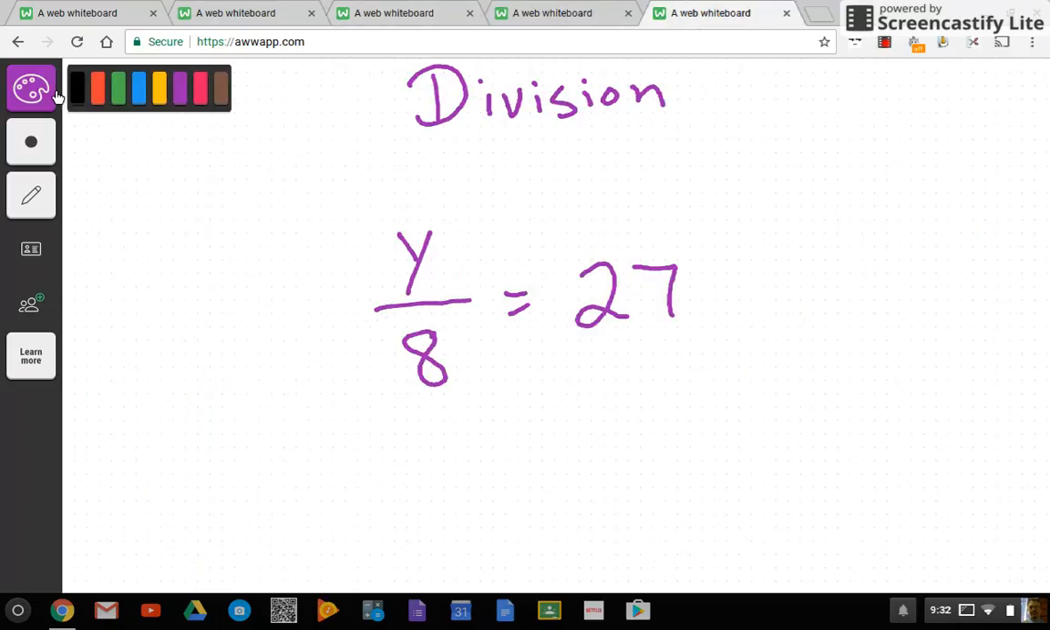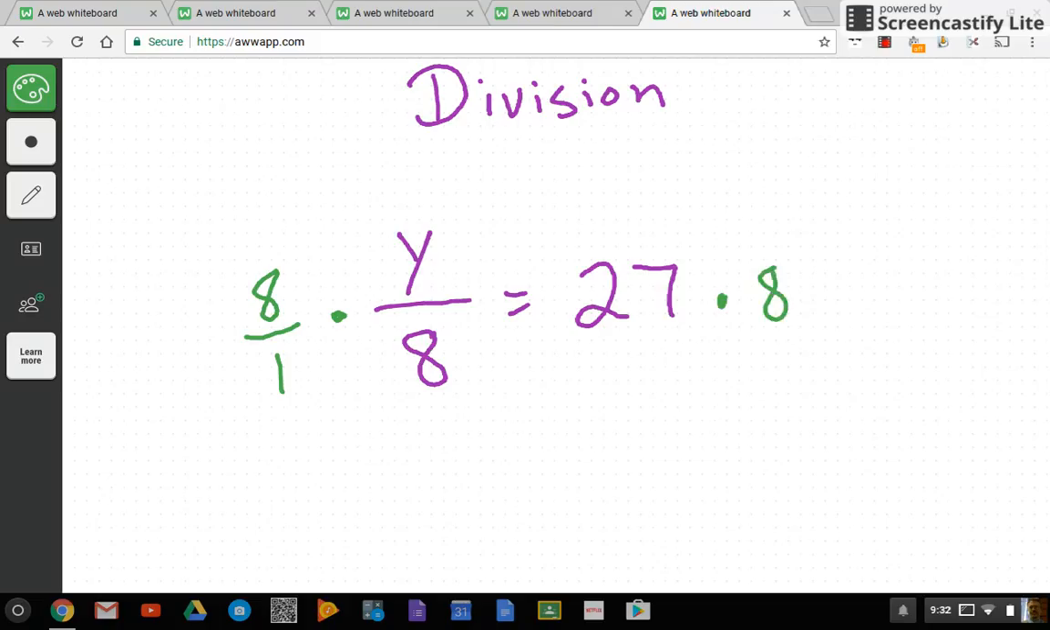Okay, this might look big, bad, and hard and confusing. It is not. The last thing I did to y, my variable, is I divided it by 8 and I got 27. So the opposite of divide by 8 is to multiply by 8. So instead of putting it underneath, I like to put it out here by the side. So I'm going to multiply this times 8, and I like to write it as 8 over 1 because it's like a fraction. Okay, when you multiply fractions, this is what you would do. Over here, I'm just going to multiply times 8 like that.